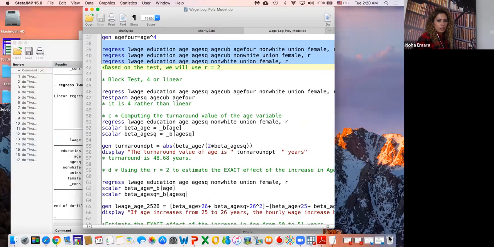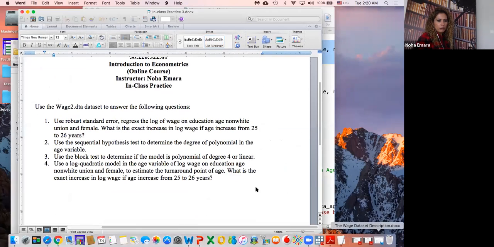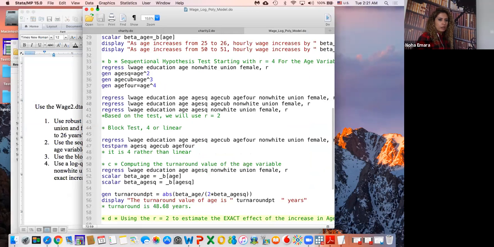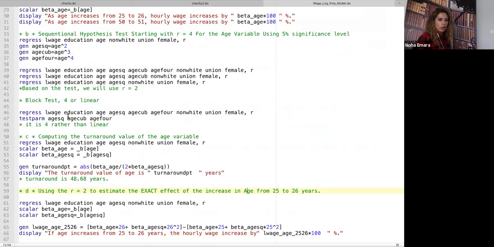The next question: use a block test to determine. I'm going to use a block test, which is simply an F test, to determine if the model is a polynomial of degree 4 or linear. So in other words, when I go here, block test, I need to compare a model that has up to 4 powers and check if it is power 4 or just linear. In other words, I want to make these equal to 0 and see if they are actually equal to 0 or not.